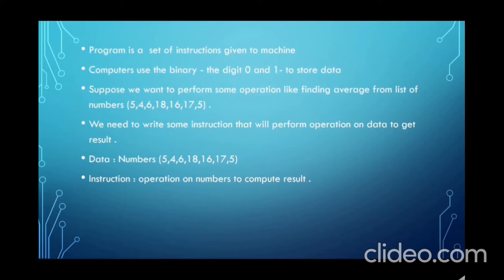What is a program? A program is a set of instructions given to the machine. Computers use binary, the digits 0 and 1, to store data. Suppose we want to perform some operation like finding the average from a list of numbers. We need to write some instructions that will perform operations on data to get the result. Like here, the data is numbers and the instruction is the operation which will be performed to compute the result. So what is the operation? We will sum all the numbers and divide by the total number of numbers.